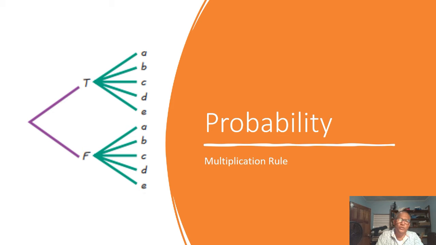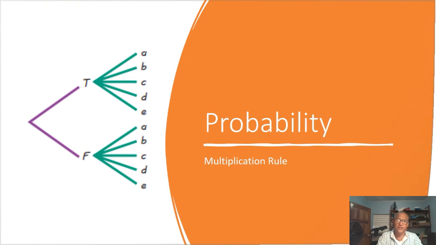In the last lecture, we looked at the addition rule for probability. Now we're going to look at the multiplication rule for probability, and along with this rule, we'll look at concepts such as conditional probability, independent events, and the confusion of the inverse.